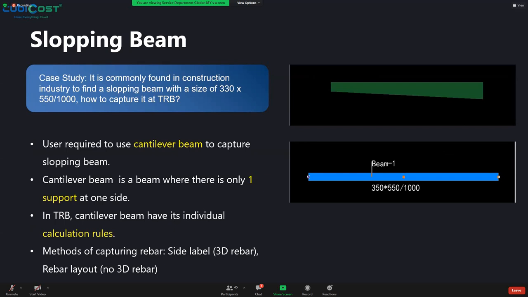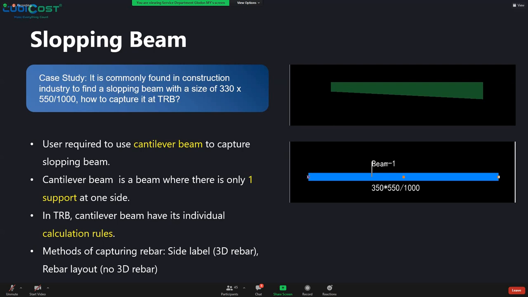This is where you need to have additional support. This kind of beam is normally located beneath a slab, where it requires additional support for that slab. Because if it's a high-rise building, it is not economical to use columns to support it. So therefore, they will use this kind of beam design to support that particular slab. If you want to capture this kind of design, normally you need to use a cantilever beam to capture your sloping beam. So what is the difference between a cantilever beam and a frame beam in our software?